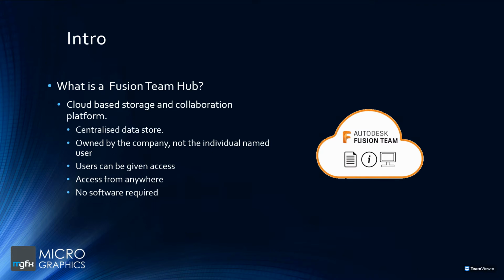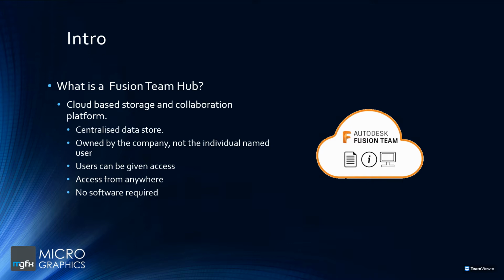A Fusion Team Hub is a cloud-based storage and collaboration platform used as a centralized location for designers and non-designers to, well, store data and collaborate. The storage is owned by the company, and the data here is not stored on the user's personal cloud account. Anyone who is given permission can access projects and data within the Fusion Team Hub.